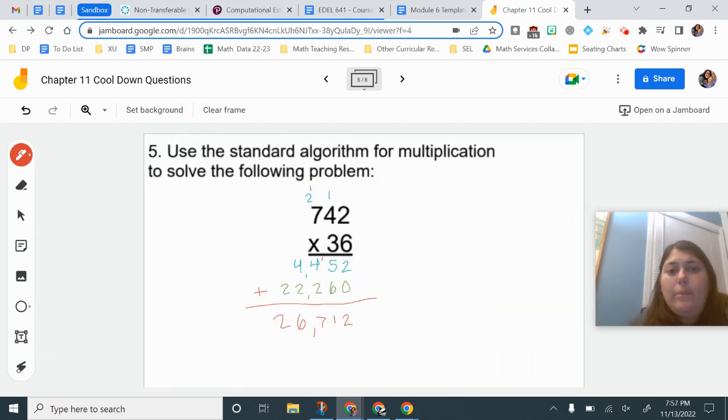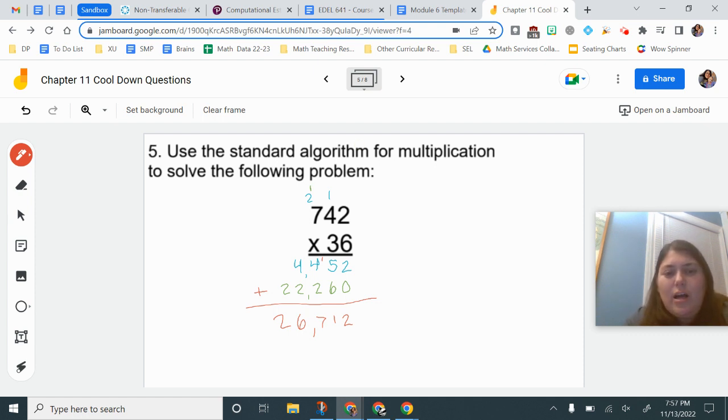Moving on to number 5, using the standard algorithm for multiplication. Fun fact, I have no idea when I was supposed to learn this in grade school. I don't think I learned it in grade school, and I just taught myself as an adult. So it's interesting that we're learning all these invented strategies, and I also had to learn the standard algorithm as an adult. But that's okay, we'll get it figured out.